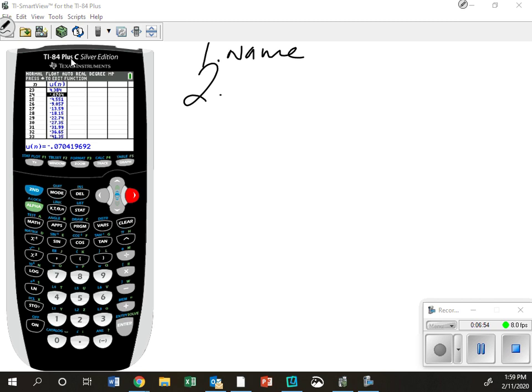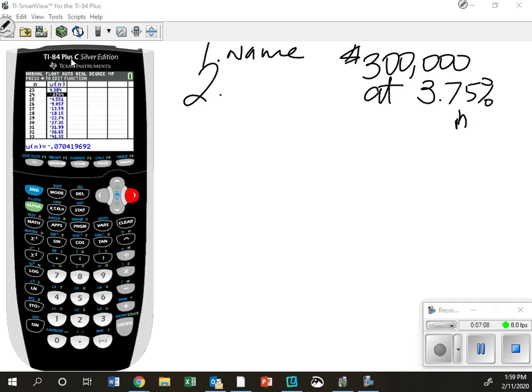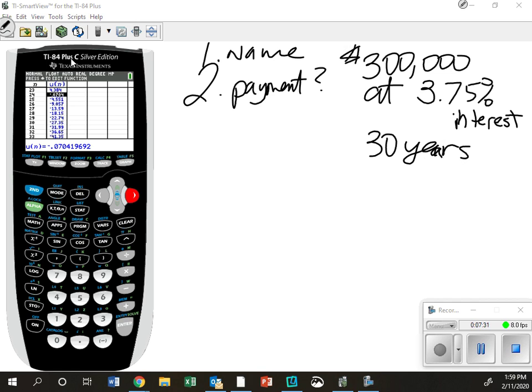Number 2 is if you borrowed $300,000, thank you, right there, at 3.75% interest. I had to make it a little more challenging. When you borrow to buy a house, you borrow for 30 years. I'm not telling you the payment. You figure out the payment. So question 1, what's the payment? Sorry, that was question 2, technically.